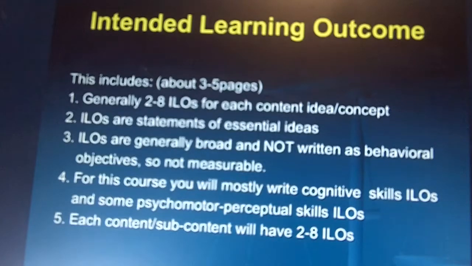Just 2 to 8 for each of the content ideas or concepts that you have, and you can write it either as a behavioral objective, the way you write in your lesson plan, or as an unobservable objective. It doesn't matter which way you write it, but try to include the cognitive, affective, psychomotor and perceptual skills in it. But obviously the largest number of intended learning outcomes that you will write will be on cognitive skills, meaning how much content they have learned.